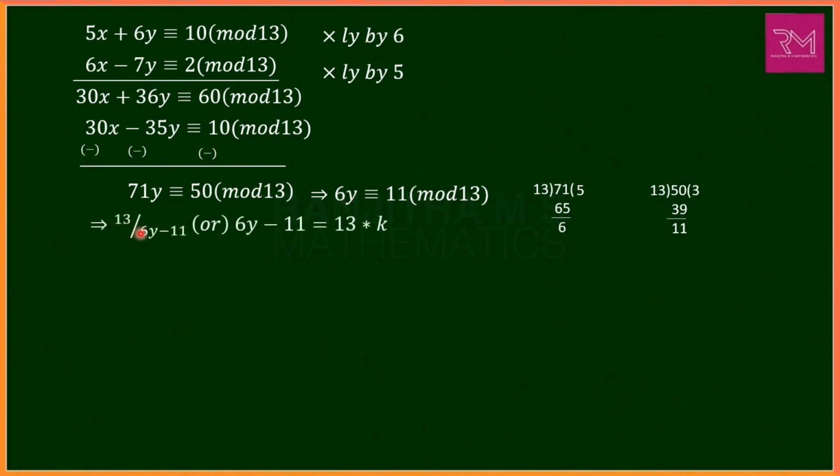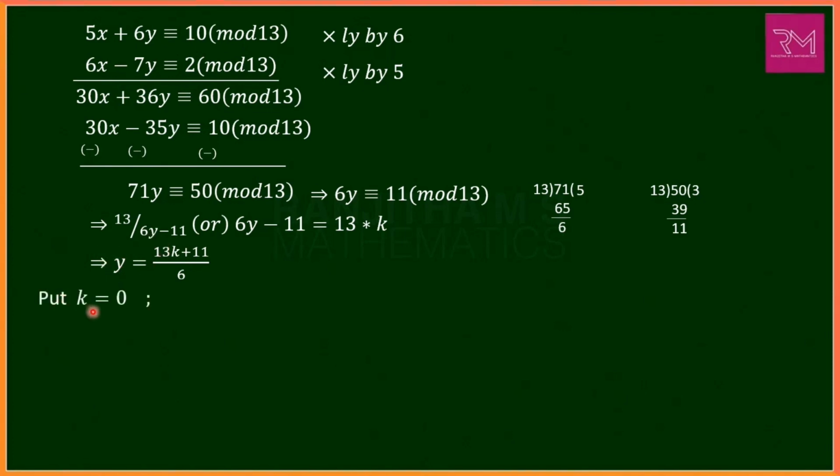So this becomes 13 divides 6y minus 11, or we can take this as 6y minus 11 is equal to 13 into some integer k. Next step, we take minus 11 to the right hand side and 6 goes to the denominator. We get a value of y as (13k plus 11) divided by 6. Next step, as before, substitute k value 0, 1, 2, 3, etc. and find the integer value of y.